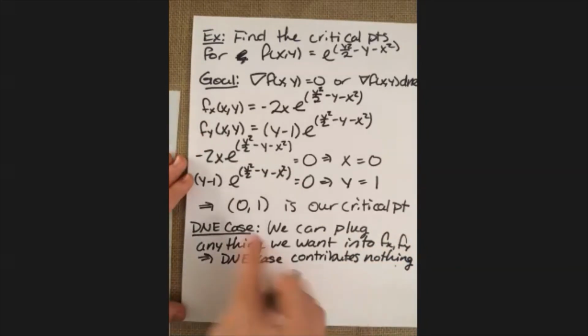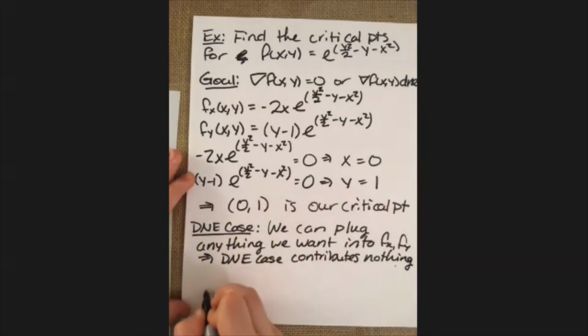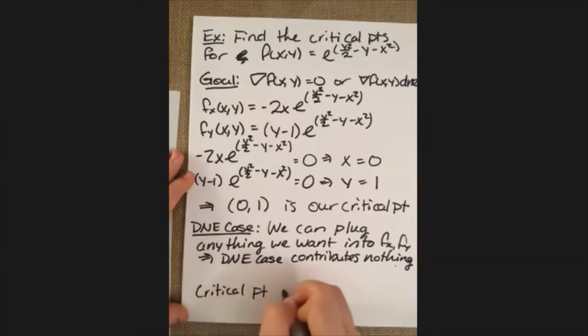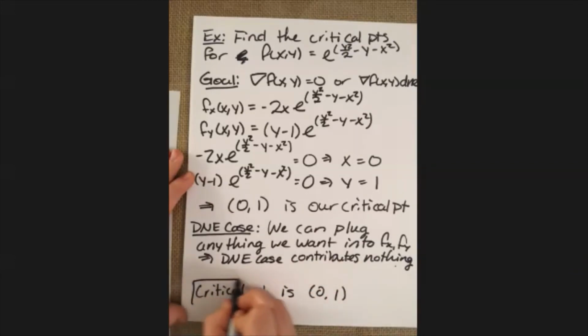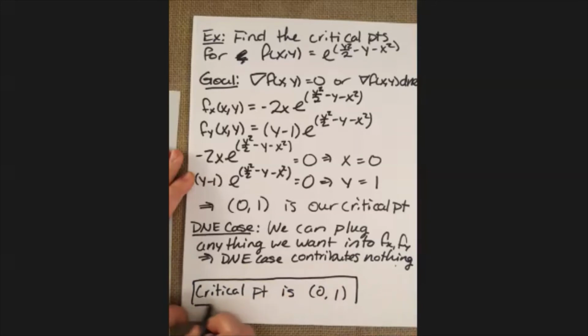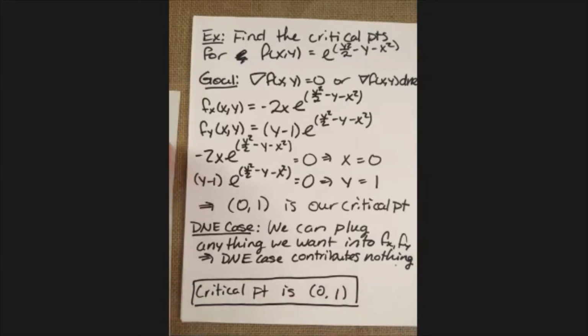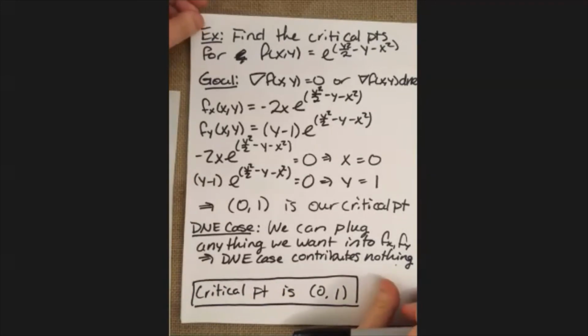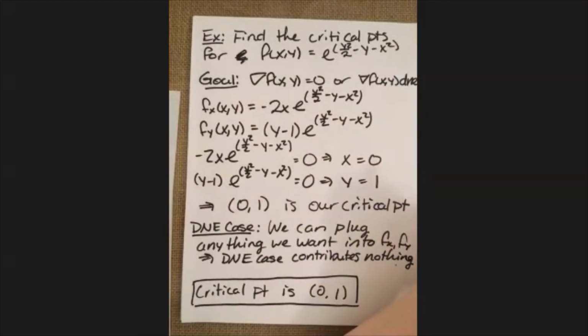So our only critical point then is (0, 1). And that's pretty much all there is to that one. So yeah, this one started out looking like it was going to be kind of messy, but it actually winds up being quite straightforward, again, because we're only getting one variable at a time from each partial derivative.